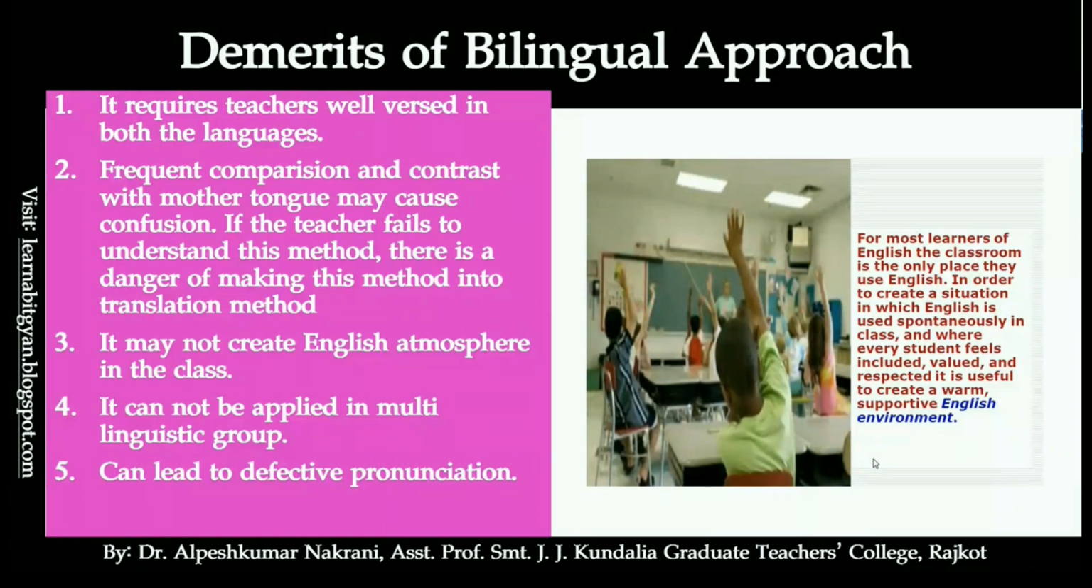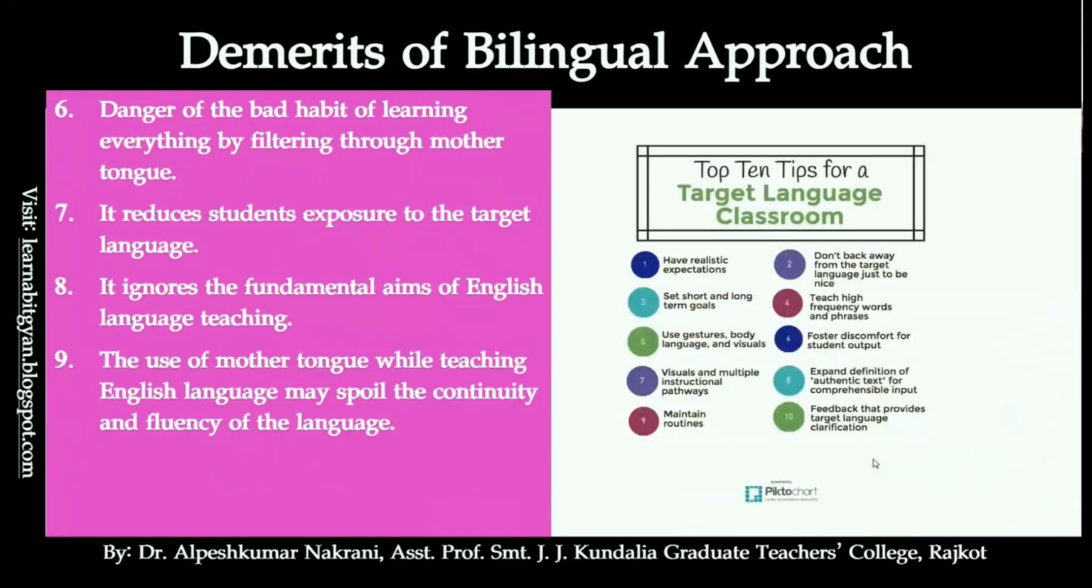If the students are of a multi mother tongue language group, meaning the students have different mother tongues, it is not possible to use bilingual method. It may lead to defective pronunciation if the teacher is not good. Students will develop a bad habit of what? Always filtering through mother tongue. They are thinking through mother tongue. So this bad habit may develop that everything should be filtered through mother tongue. They will try to find out the equivalent in mother tongue. What do we call this in mother tongue?